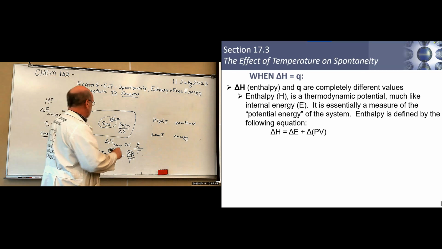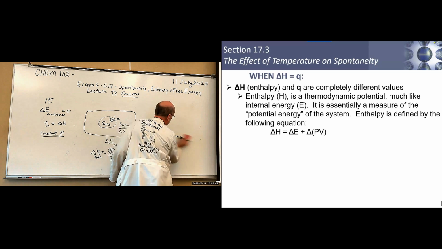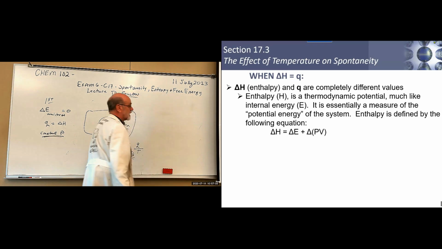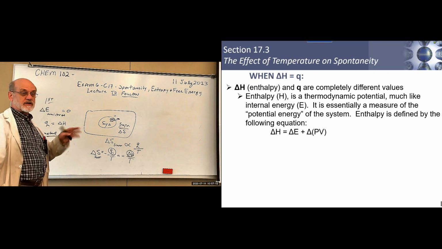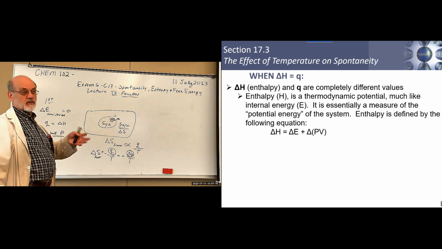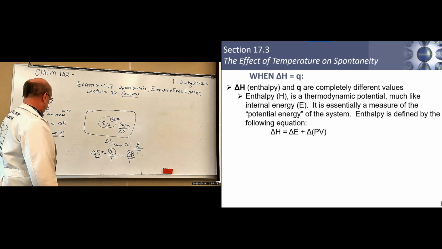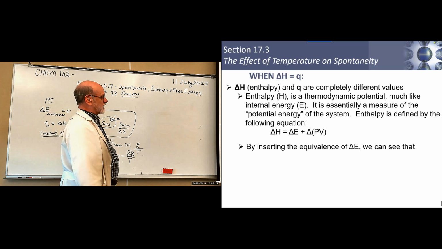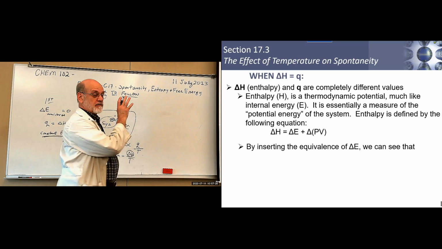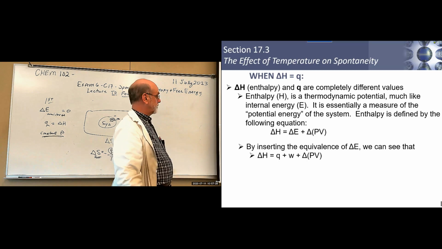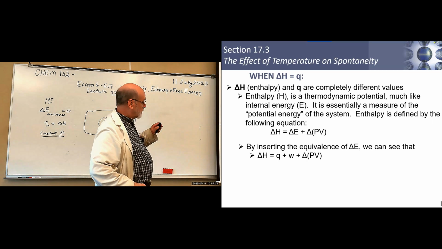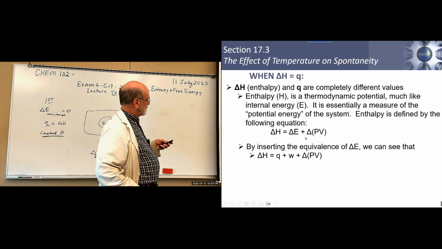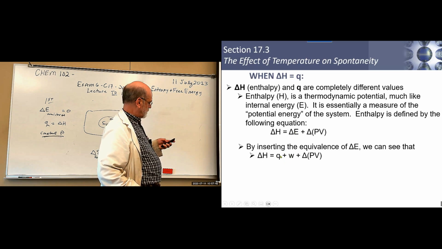We said before that delta H is equal to a change in internal energy plus any change in pressure times volume. So that only works for gases. Okay, so if we take the equivalent of delta E, which is Q plus W, we substitute that one. Q plus W is delta E. We substitute that one in here for that delta E, and then we solve.